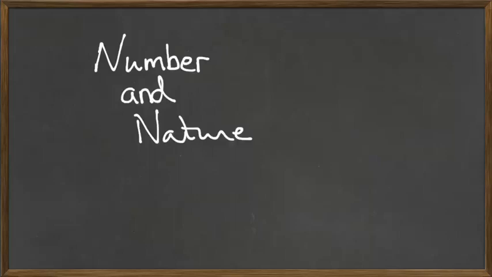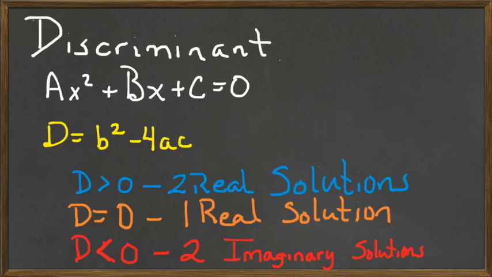We are going to determine the number and the nature of solutions. We are using this to help us figure out on quadratic equations how many solutions they'll have and what type of solutions those will be. Will they be two real solutions? Will there be one real solution? Or will there be two complex solutions or two imaginary solutions?